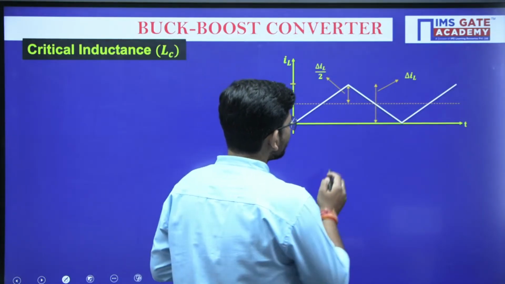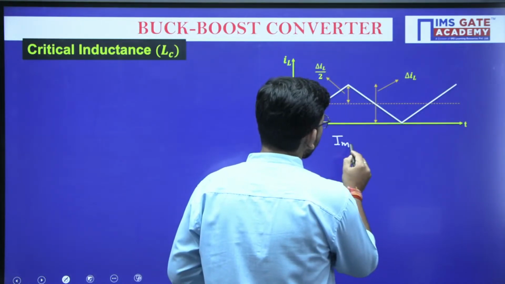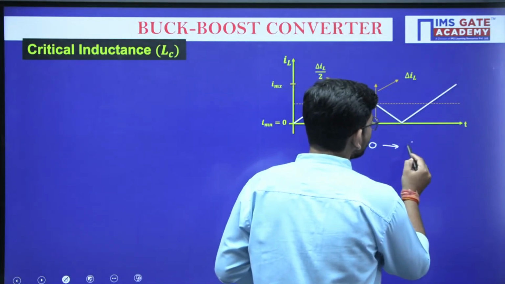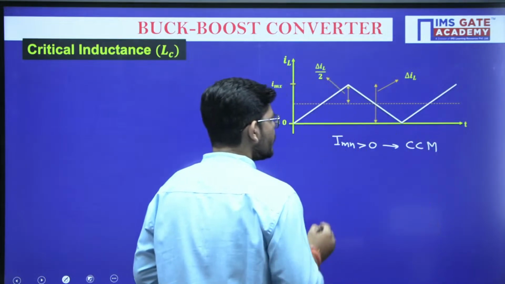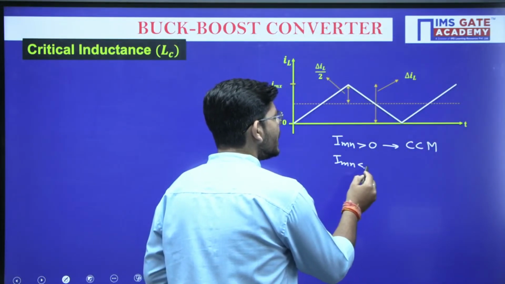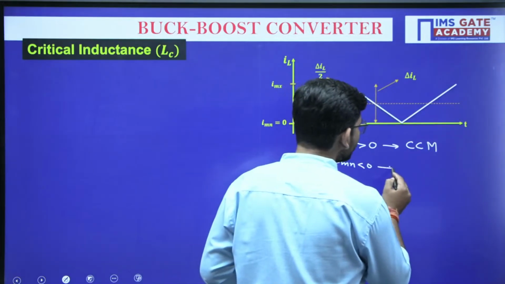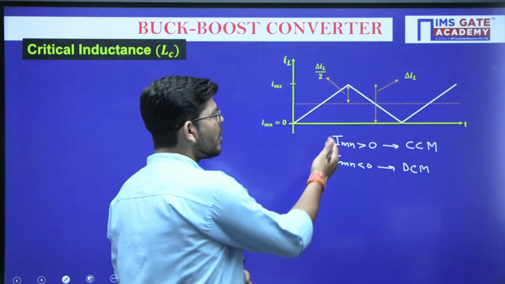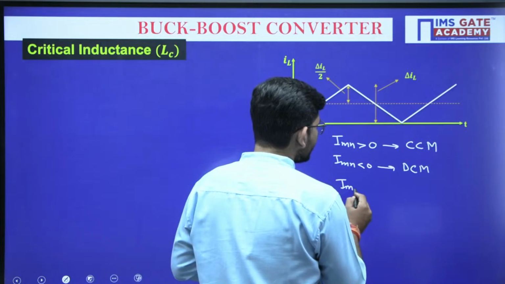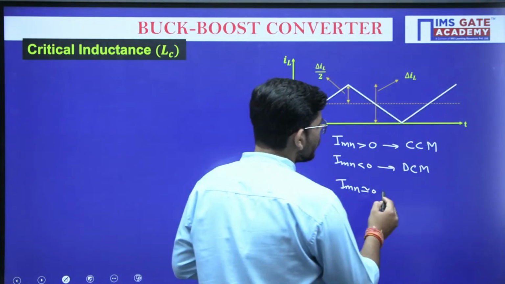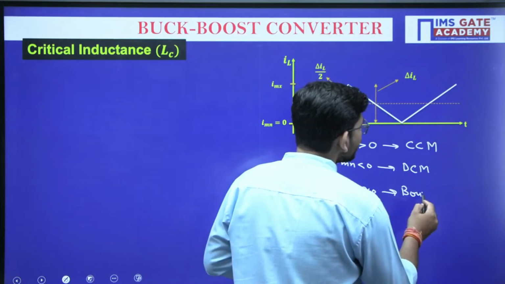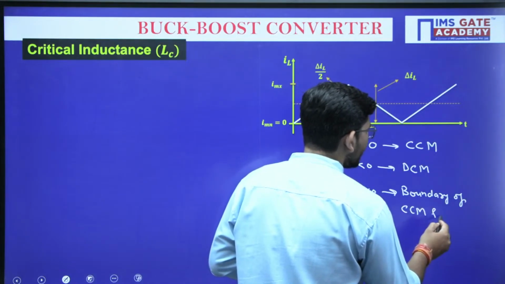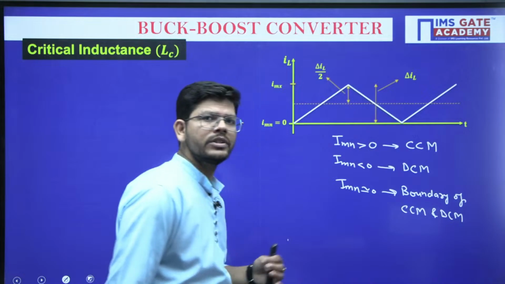Okay. So if continuous conduction is there, that means if I minimum is always greater than 0, means it is positive, then we have assured continuous conduction mode. If I minimum is less than 0, means it is negative, then it is guaranteed that the mode in which we are operating is discontinuous conduction mode. So what is the boundary between the two? If I minimum is approximately close to 0, then we are at the boundary of CCM and DCM, continuous conduction mode and discontinuous conduction mode, isn't it?